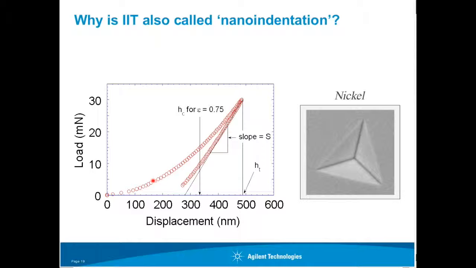All right, our next question. When using instrumented indentation testing, are the conversions from Martin's hardness to Vickers valid as reported using various instrumentation for IIT? That is a great question, and we are going to get into that. You can, of course, calculate a Martin's hardness from an instrumented indentation test. That's prescribed in ISO 14577.